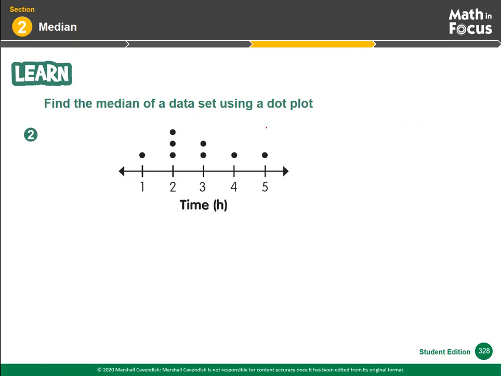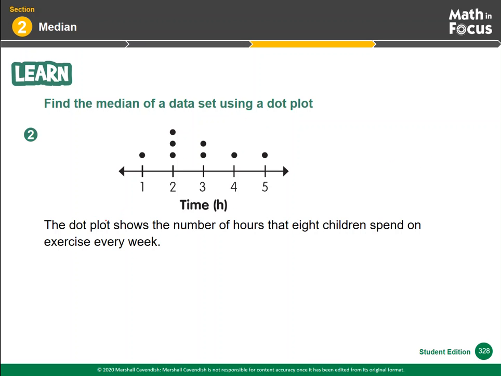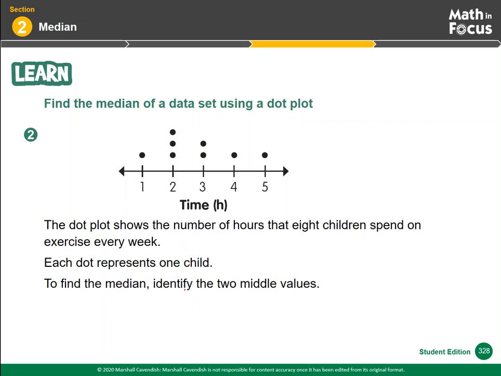Okay, so here's a median. This is time in hours. Okay, the dot plot shows the number of hours that 8 children spend on exercise every week. Each dot represents 1 child. Find the median, identify the 2 middle values.